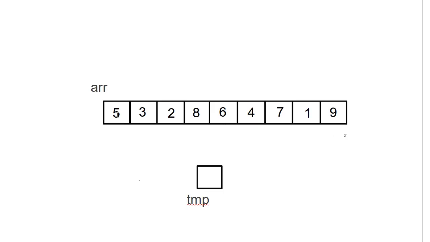If we do one more pass here, the 5 and the 3: 5 should come after the 3, so the 5 will move down. The 3 will move over, and the 5 will move up. The 5 should also come after the 2, so the 5 goes down, the 2 moves over, and the 5 moves up.